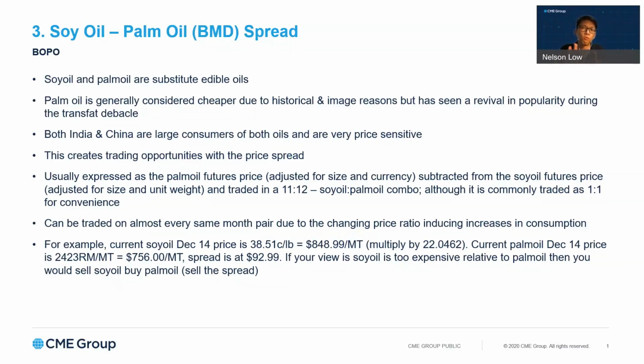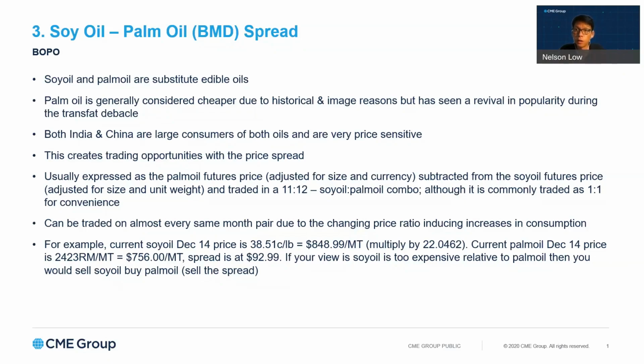So if you were to trade one contract of soybean oil versus one contract of palm oil, it's not exactly the same because palm oil is 25 tons. So you actually have to trade it. If you do the math, it works out to an 11:12 ratio. But you know what? Most traders just tend to say, I'll just do this in a 1:1 ratio. But to be exact, it's really an 11:12 ratio.